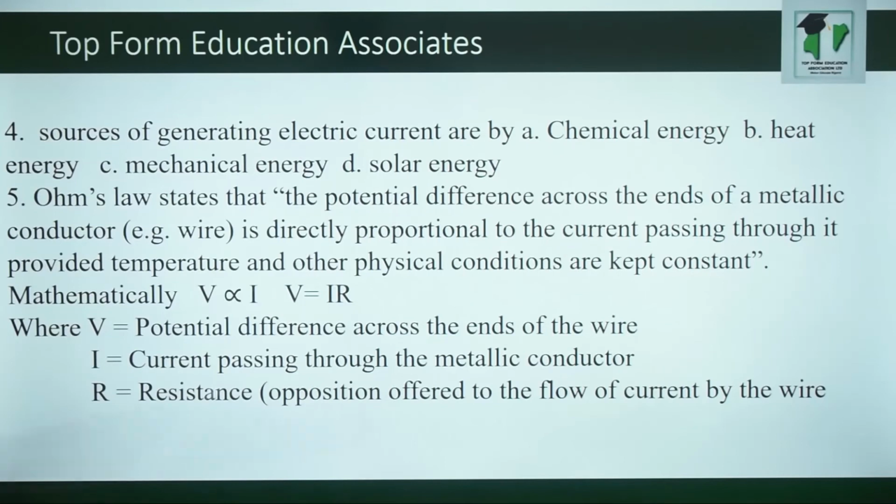Now I want to look at number 4. Sources of generating electric currents, we have 4 ways or 4 methods. A, by chemical energy method. B, heat energy method, mechanical energy method, and then solar energy method. We have the following methods or sources of generating electric currents.